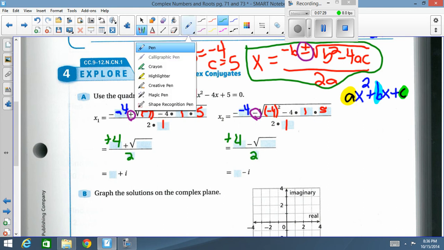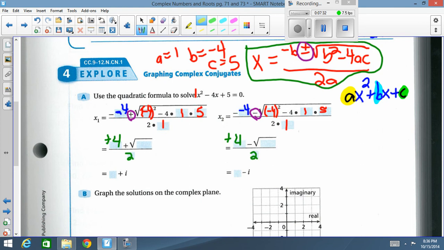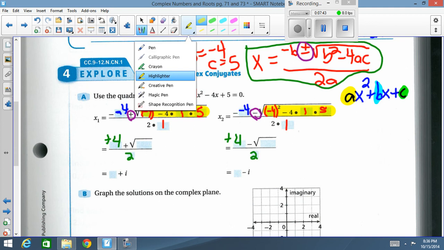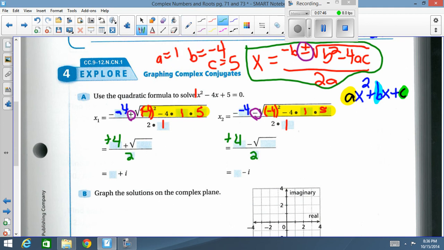And now I need to figure out what's under my radical. My advice is this. You grab your calculator, you put the whole thing in without the radical, with the parentheses, and you just punch it in and see what you get. You do open parentheses, -4, close parentheses, squared, -4 times 1 times 5. Put it in. When you do, you'll see that you get a -4. Okay, that's what comes out when you put the highlighted part into your calculator.